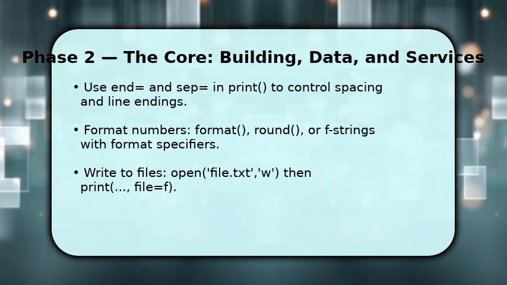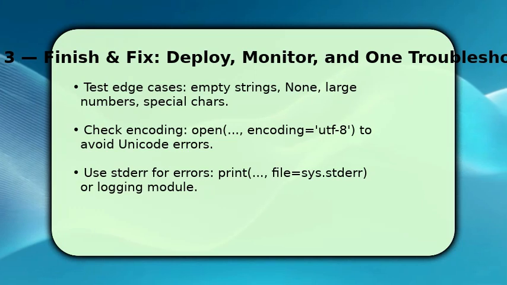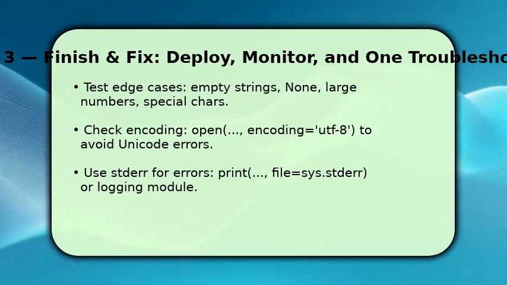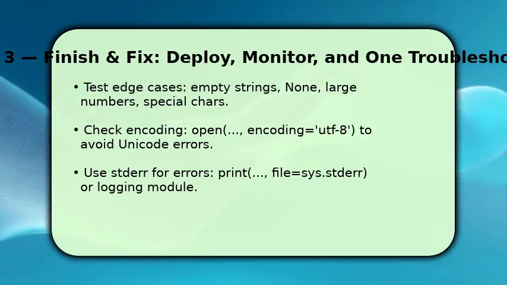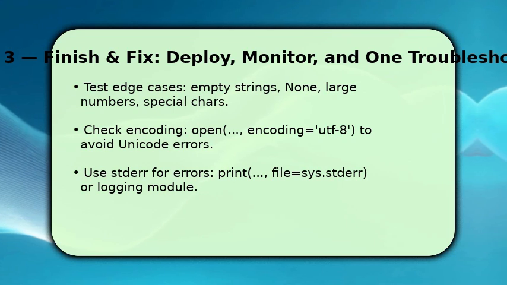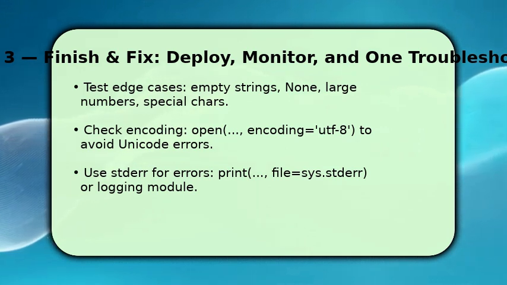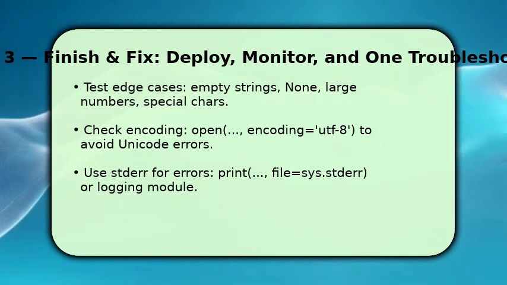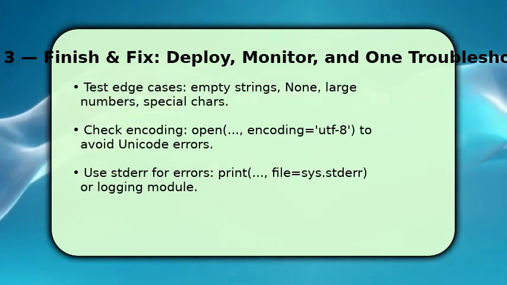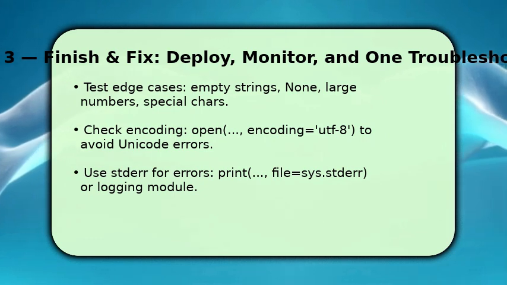To finish, run your script with representative inputs and check results. Test empty strings, None, and special characters. If output looks wrong, make sure files are opened with encoding="utf-8" to avoid Unicode errors. For errors or diagnostics, send messages to stderr using print with file=sys.stderr, or switch to the logging module for adjustable verbosity. If things still fail, inspect variable types with type(), and use small prints to trace values. This quickly reveals mismatches.